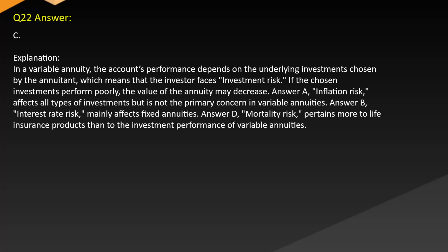Answer C. Explanation. In a variable annuity, the account's performance depends on the underlying investments chosen by the annuitant, which means that the investor faces investment risk. If the chosen investments perform poorly, the value of the annuity may decrease. Answer A. Inflation risk affects all types of investments but is not the primary concern in variable annuities. Answer B. Interest rate risk mainly affects fixed annuities. Answer D. Mortality risk pertains more to life insurance products than to the investment performance of variable annuities.